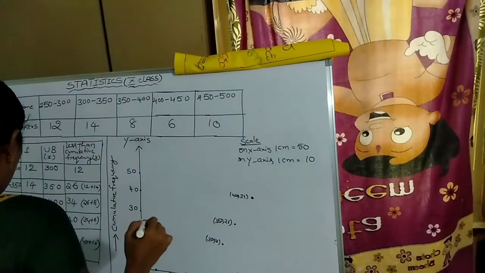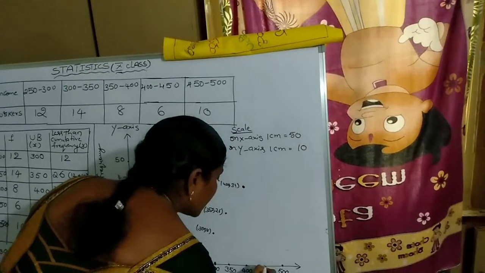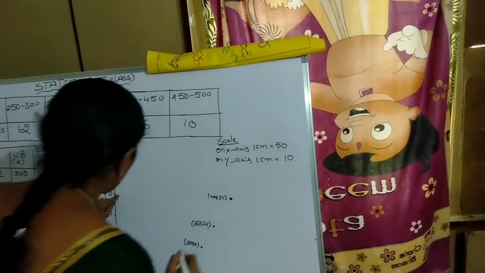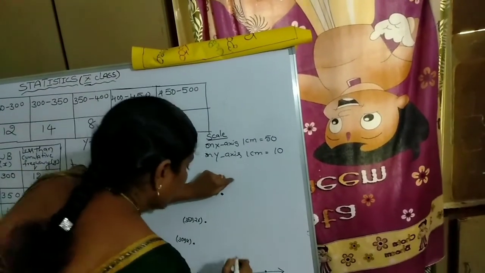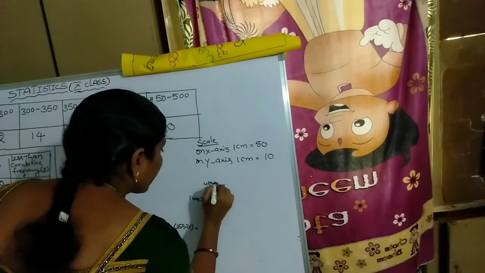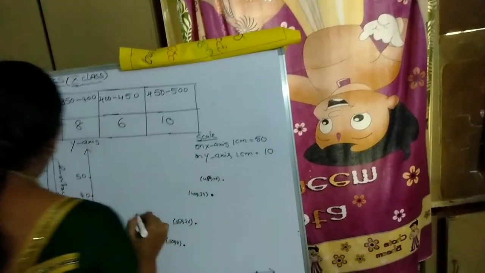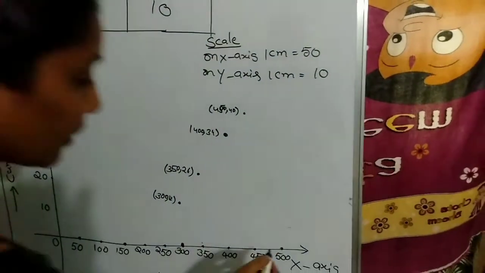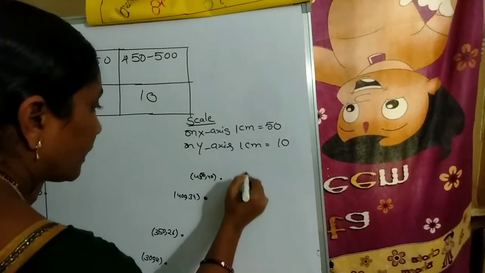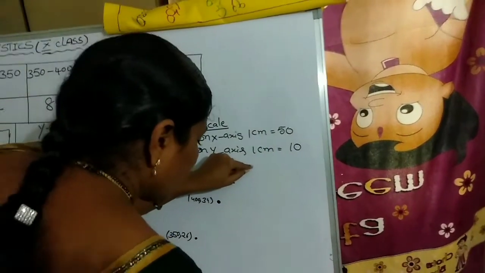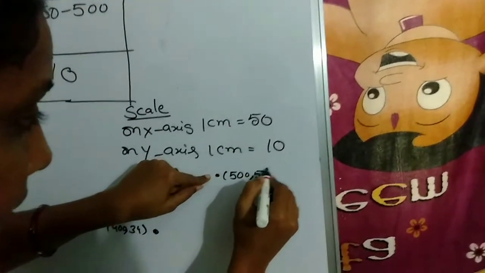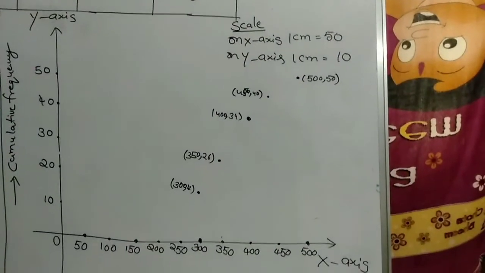And the next one, 450 to 40. 450 is the x coordinate and 40 is the y coordinate. So 40 is here, we can choose the scale, and this is 450 to 40. And the next one, 500 to 50. 500 is the x coordinate and 50 is the y coordinate. Both meet together. So this is 500 to 50. These are the points plotted like this on the graph paper.